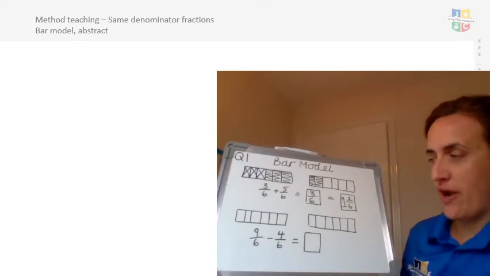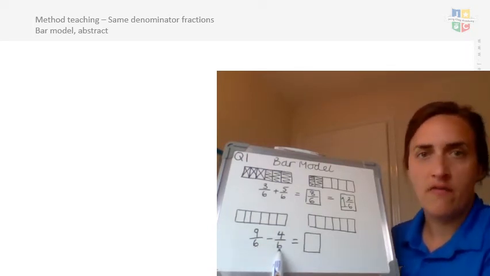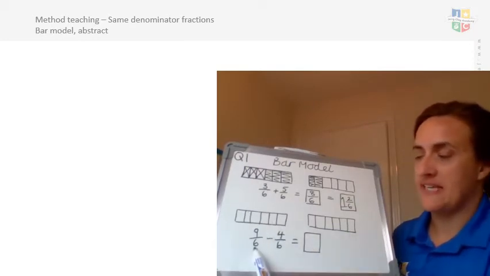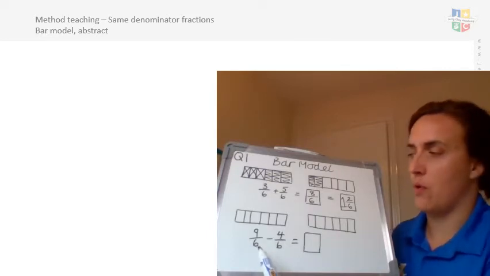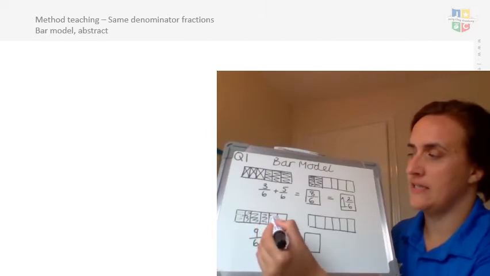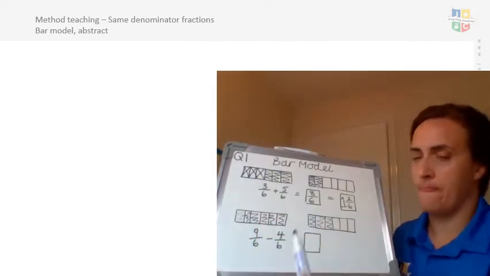Let's have a look at a subtraction now. So we've got 9/6 take away 4/6. And again, I've got 2 bar models because I know that I'm starting with 9/6 here, which is an improper fraction. I know that's more than 1 whole. So the first thing I'm going to do is colour in 9/6. So that's 6 parts of the first one and 3 more here.